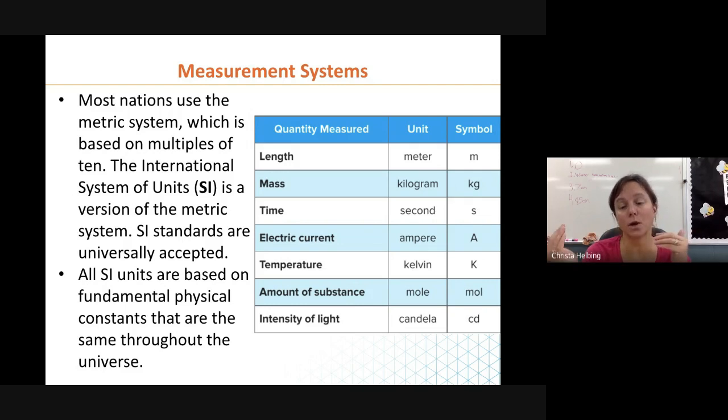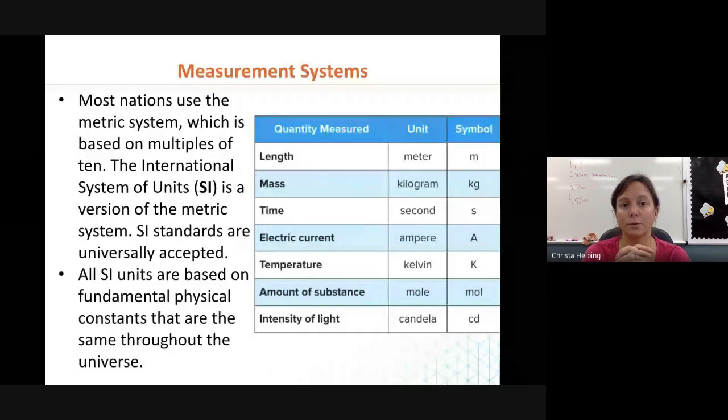We're going to look at all of those this week. But as we go through this semester, we're specifically going to be looking at length, mass, and time. Those are the big three. We might get to a little bit on current and a little bit on temperature, but we want to make sure that we're comfortable with length, mass, and time.